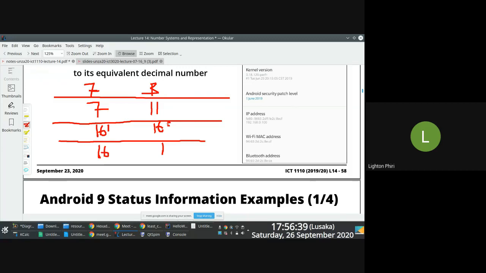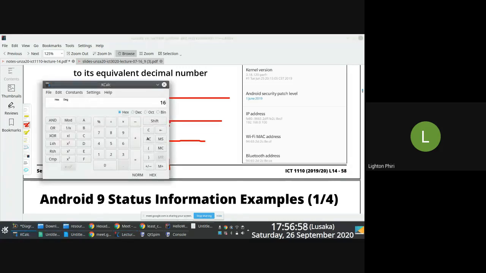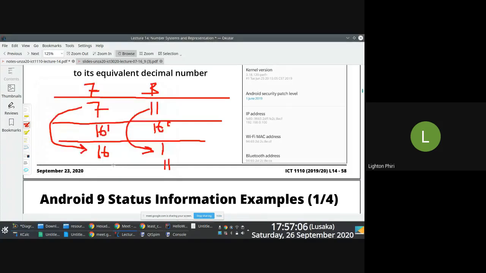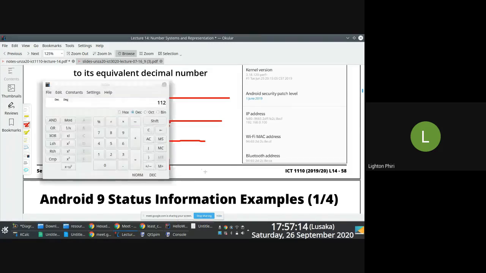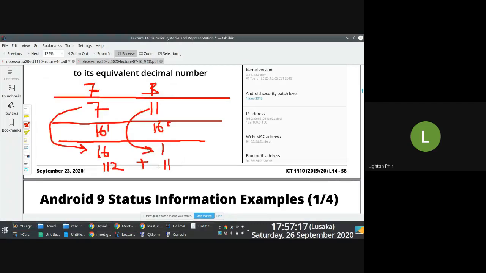And then we multiply the derived decimal symbols with the evaluated powers of 16. 11 times 1 is 11. 16 times 7, I'm ashamed to say I don't know. I'll have to calculate. 16 times 7 is 112. And then what do we do with this? We get the sum of products. So we add 112 plus 11. 112 plus 11 is just going to be 123.